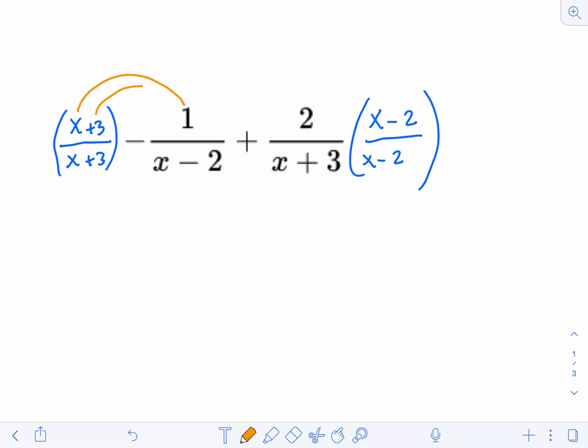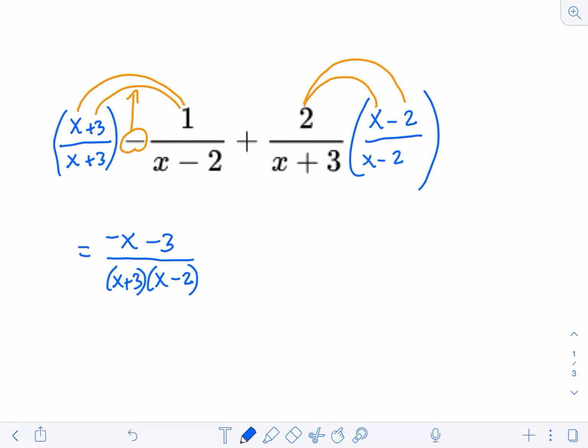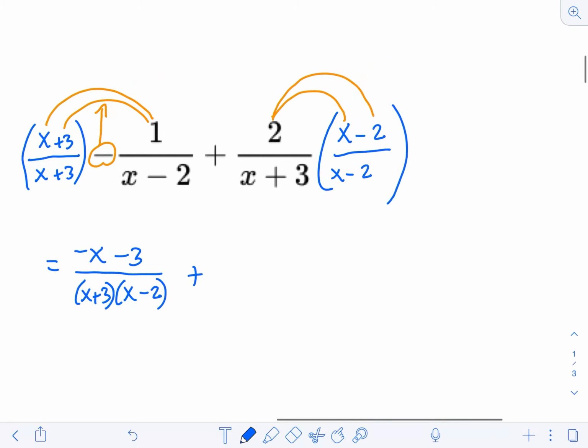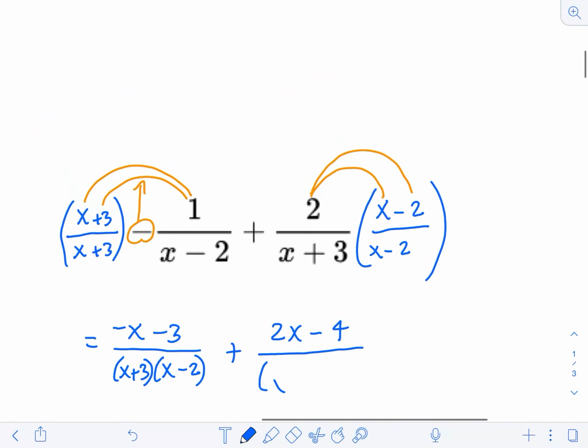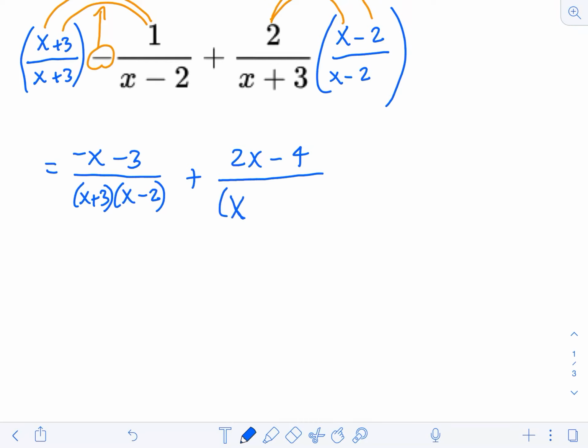That x needs to multiply by the 1 and the 3. And don't forget this negative. We're going to put that negative into both of them. That 2 needs to multiply by the x and by the negative 2. So if we look at the numerator, we end up with negative x minus 3 over x plus 3 times x minus 2, plus 2x minus 4 over x plus 3 times x minus 2.